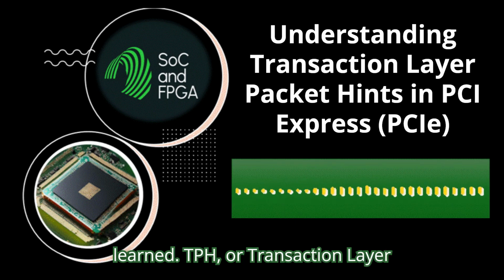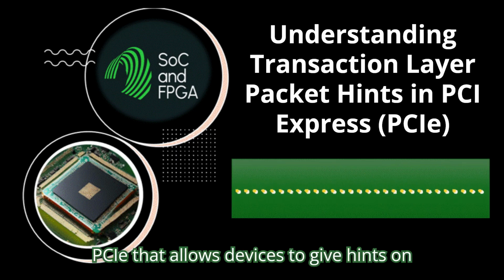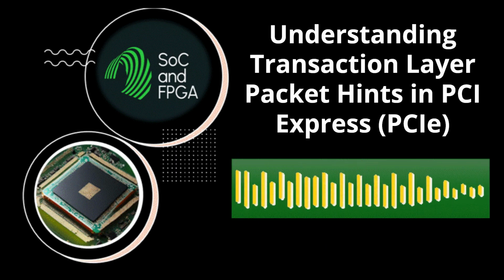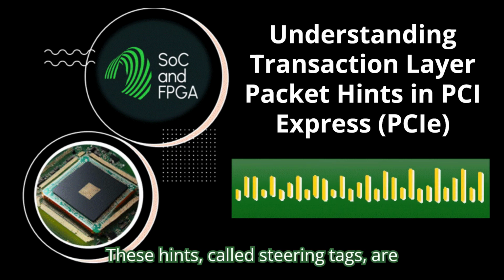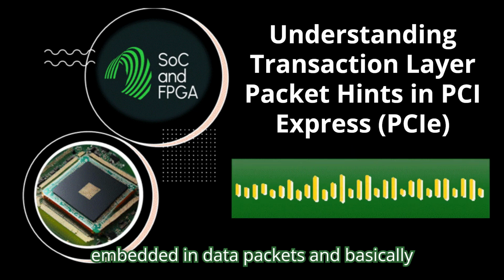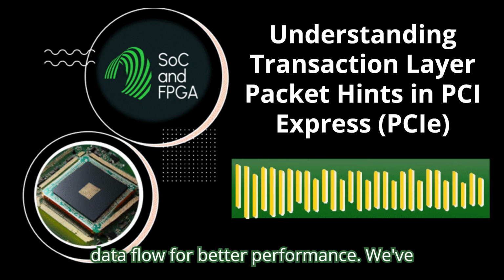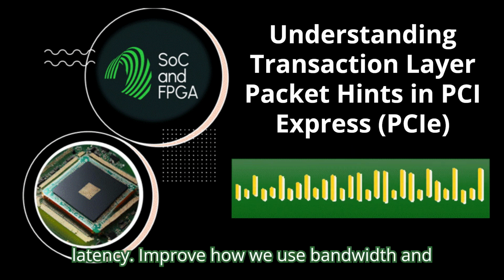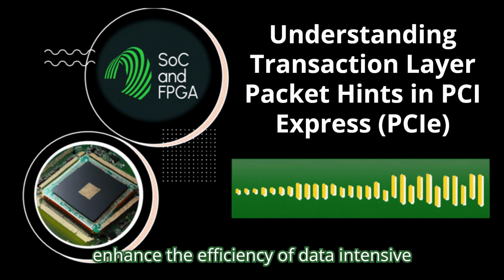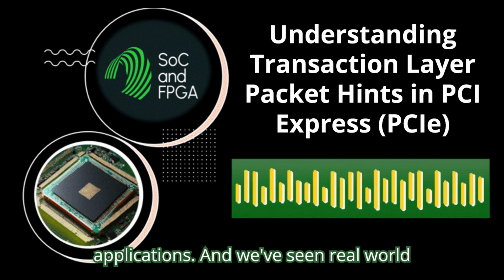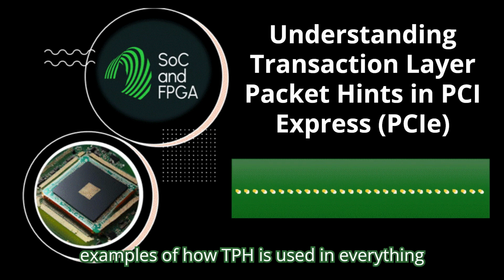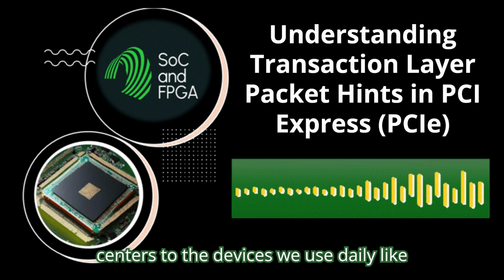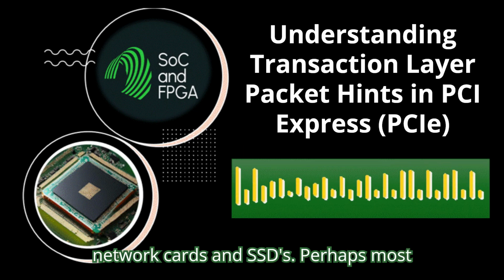TPH, or Transaction Layer Packet Processing Hints, is a feature in PCIe that allows devices to give hints on how data should be processed and routed. These hints, called steering tags, are embedded in data packets and basically tell the system the best way to optimize data flow for better performance. We've learned that TPH can dramatically reduce latency, improve how we use bandwidth, and enhance the efficiency of data-intensive applications. And we've seen real-world examples of how TPH is used in everything from massive supercomputers and data centers to the devices we use daily, like network cards and SSDs.